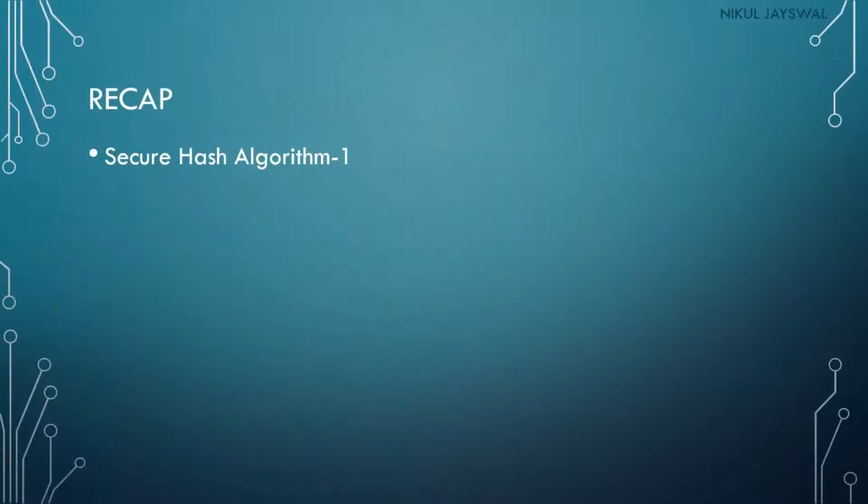So let's have a quick recap of our previous lecture. In the previous lecture we discussed the working of the Secure Hash Algorithm, the SHA-1 algorithm. SHA-1 takes a message as input and develops a hash value of 160 bits. So the output of the SHA-1 algorithm will be 160 bits.